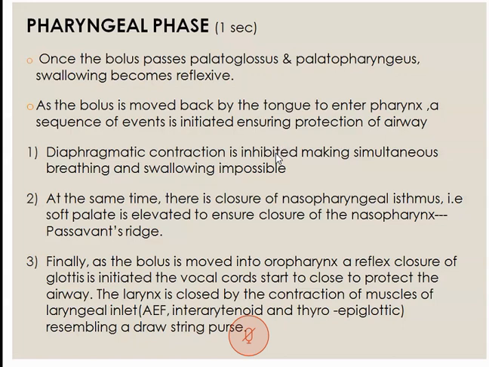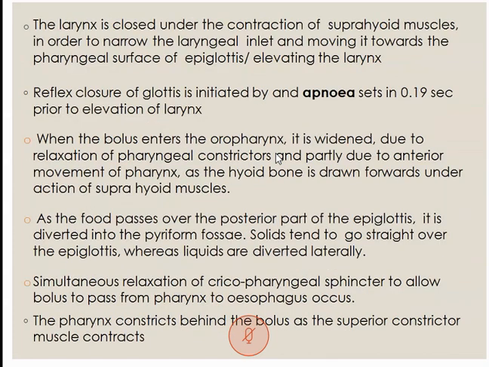How is the larynx closed? By contraction of the muscles of the laryngeal inlet, that is, the aryepiglottic folds and the thyroepiglottic muscles, the oblique arytenoid muscles. They contract and close the larynx, resembling a drawstring purse closed at the level of the laryngeal inlet. The larynx is closed under the contraction of the suprahyoid muscles in order to narrow the laryngeal inlet, moving it toward the pharyngeal surface of the epiglottis, elevating the larynx. The larynx is elevated, then the reflex closure of the glottis is initiated by apnea, as we discussed earlier.